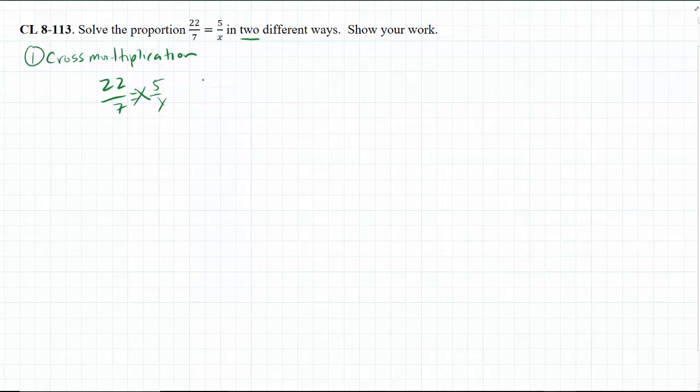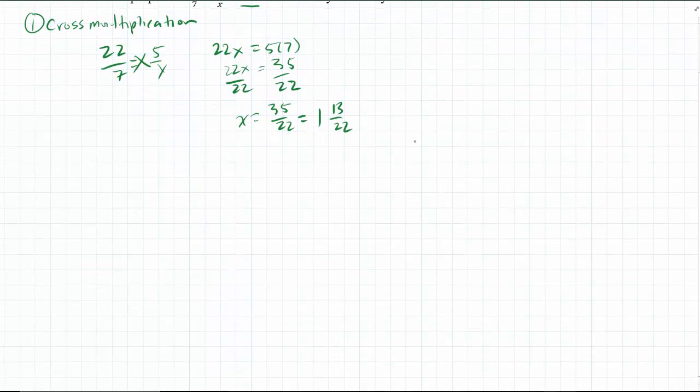Okay, so the first side is going to be 22x equals 5 times 7, which is 35. Okay, and to solve for x, we just divide by 22. And we get x equals 35 over 22. And I know that simplifies to one whole, and there's going to be 13 left over out of 22. Okay. So that's the first method.